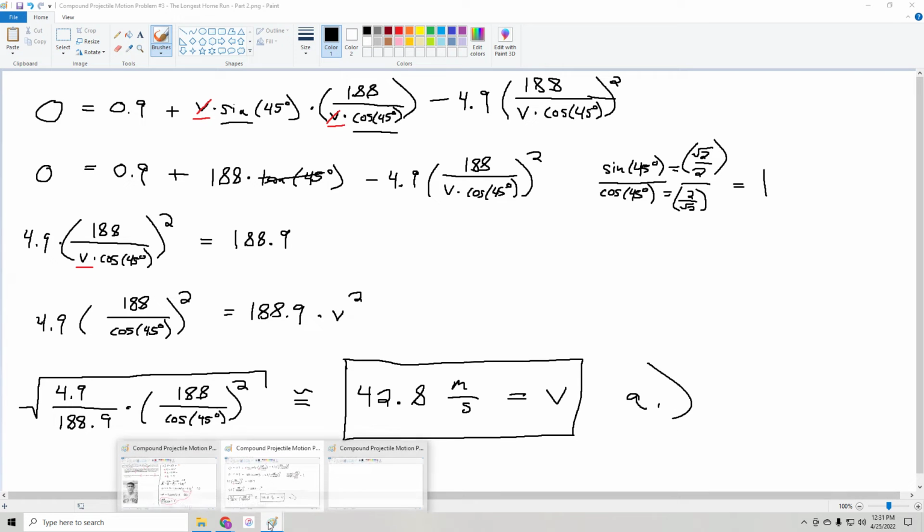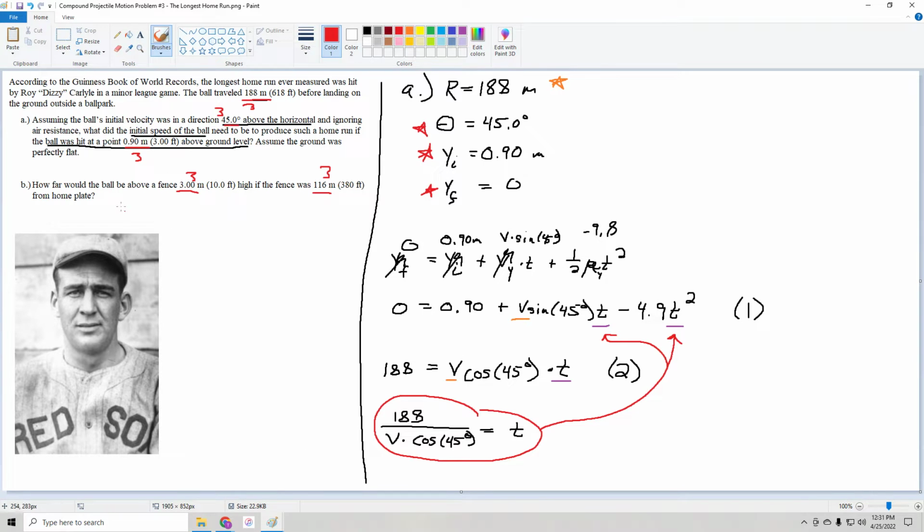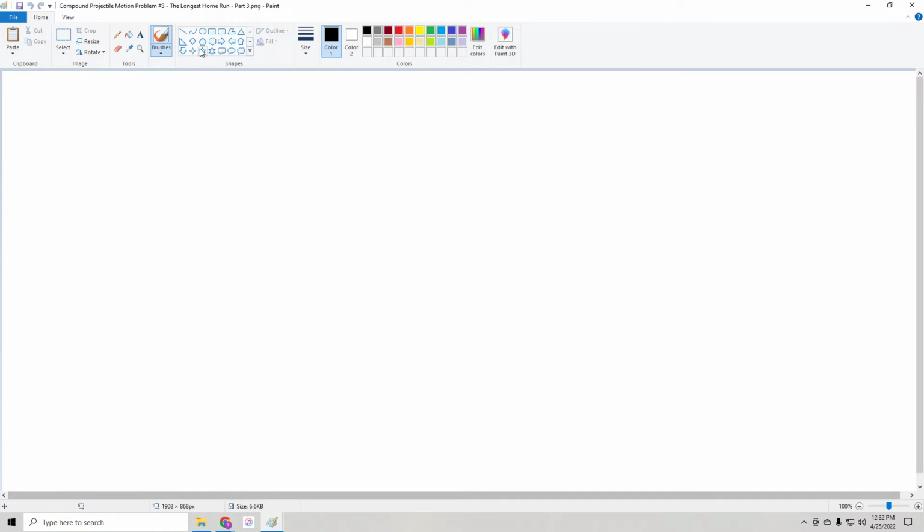So what about part B? Let's recap on what part B was asking. How far would the ball be above a fence that's 3 meters high if the fence is 116 meters out from home plate? Let's maybe kind of draw what that looks like. I'll do this on another fresh page. As a reminder, this is part B.